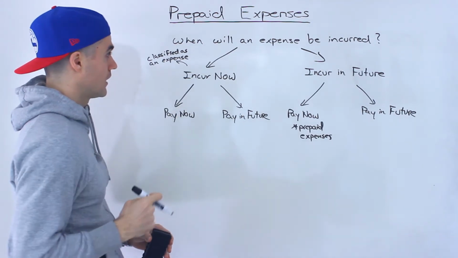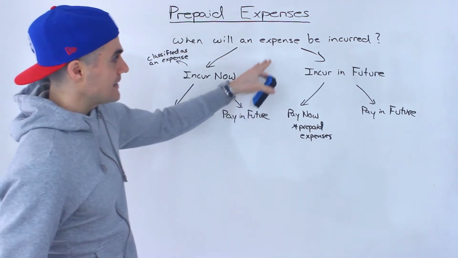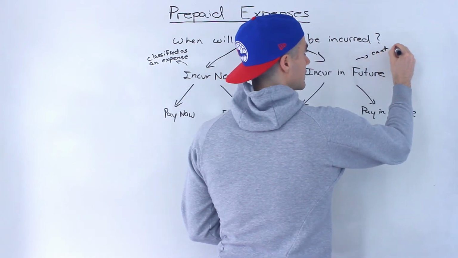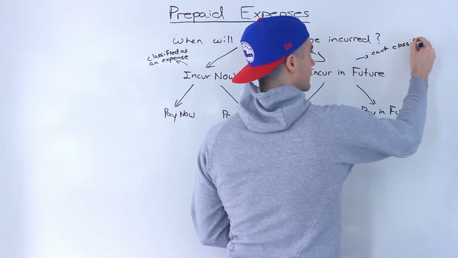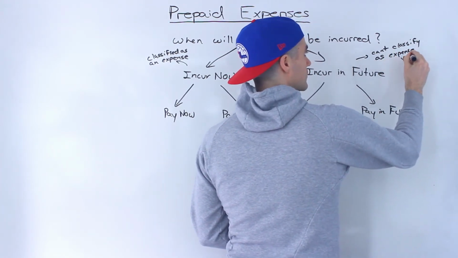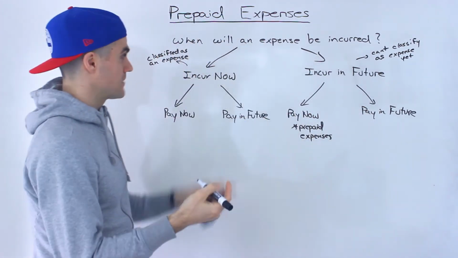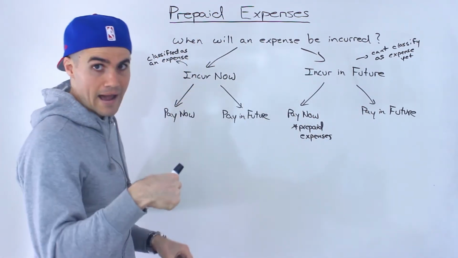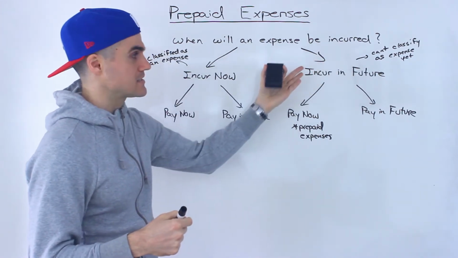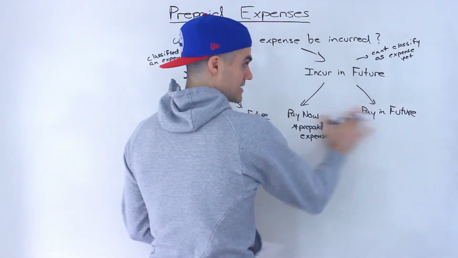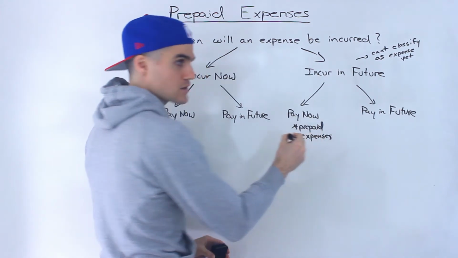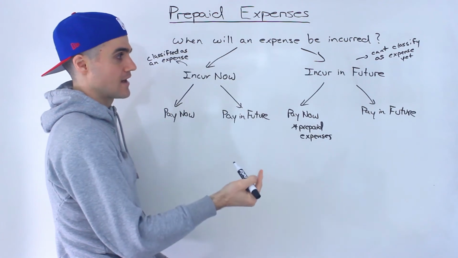And so with that, that means that any expense incurred in the future, you can't classify as an expense yet. Because for it to be classified as an expense, you got to incur it now in the period. So any expense that's incurred in the future, you can't classify as an expense yet. And so all of this area can't be an expense yet. So what does that mean? That means that prepaid expenses are actually not expenses yet.